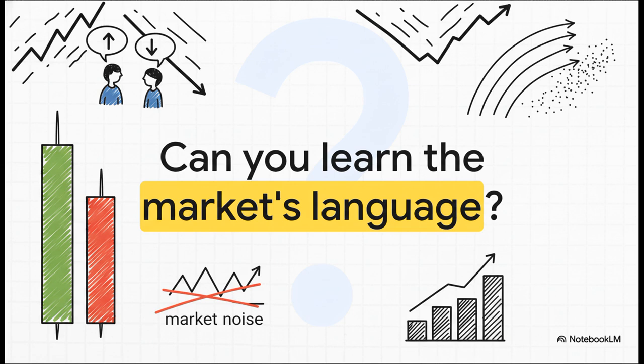You see, these charts aren't just random noise. They're a visual conversation, a back and forth between buyers and sellers. Every single shape, every color, tells you who's winning, who's losing, and maybe, just maybe, where things are headed next. So, let's get started, shall we?